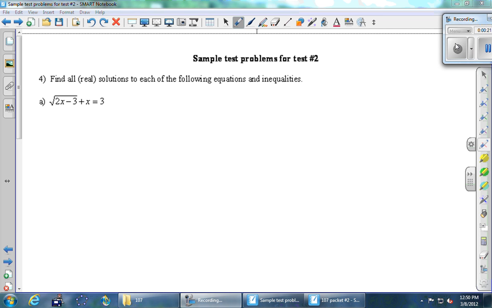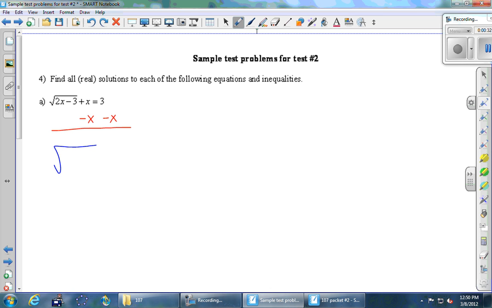But squaring while there's still this plus x in the way is a bad idea. So we want to get that square root by itself first. And so we'll subtract x from both sides. Square root of 2x minus 3 equals 3 minus x. Now we'll square both sides. The nice thing on the left is that the square root of 2x minus 3 squared is just 2x minus 3.